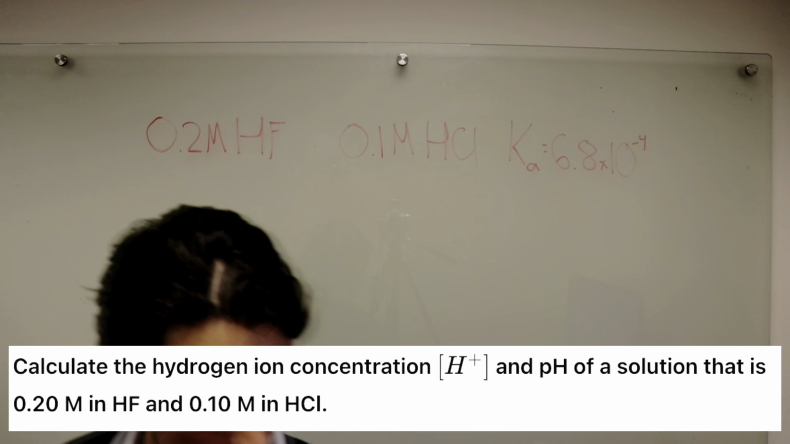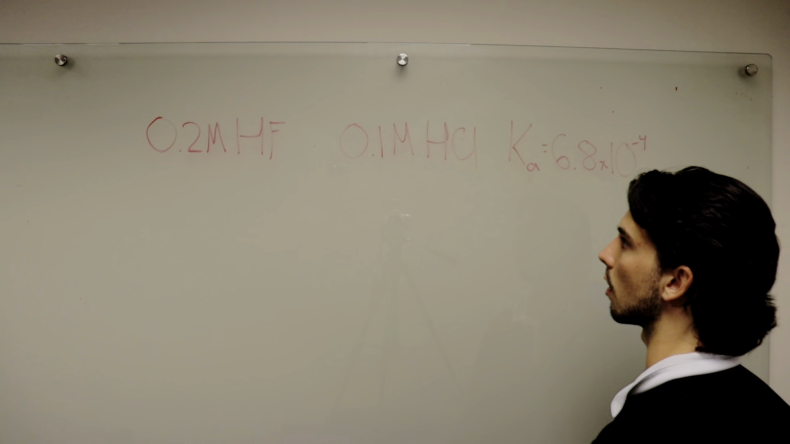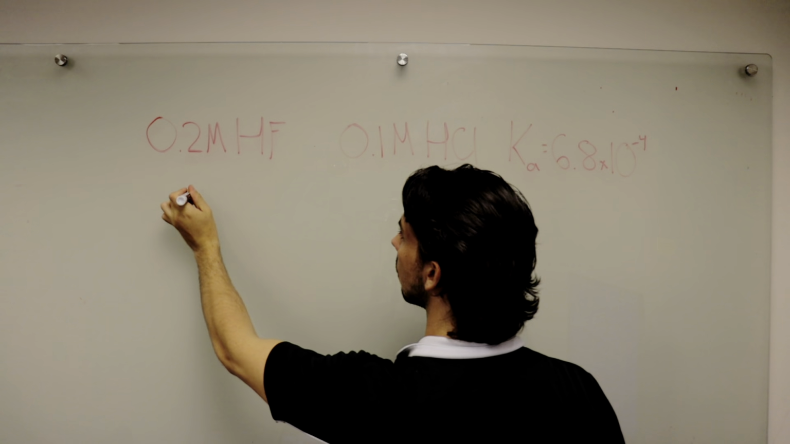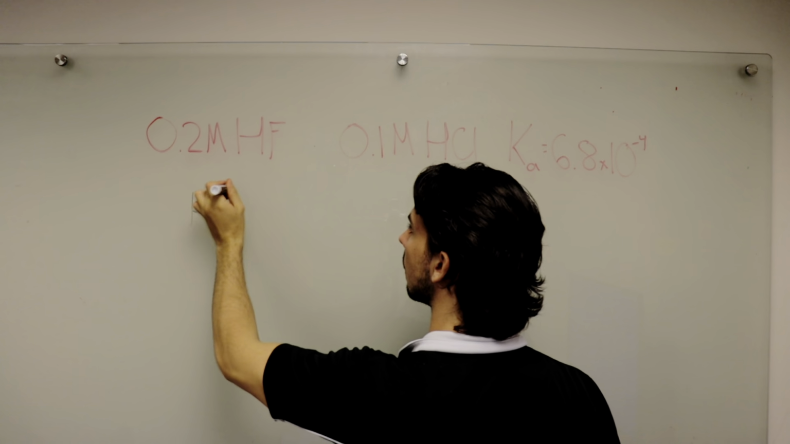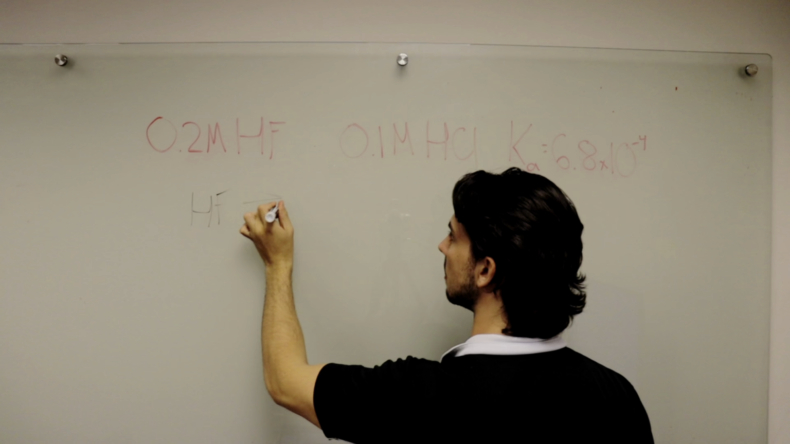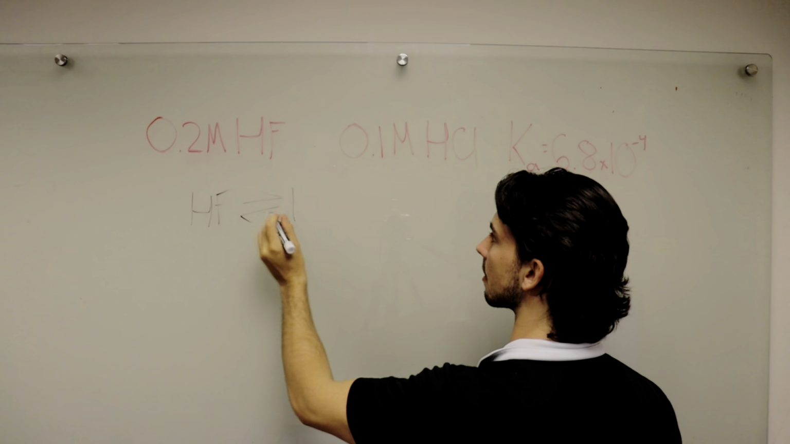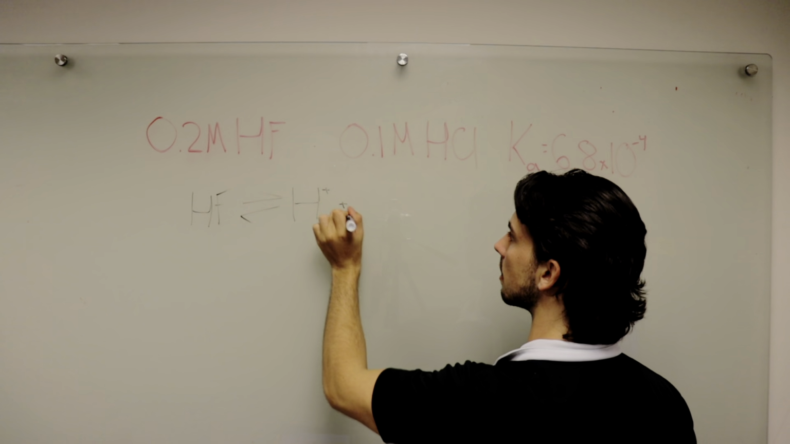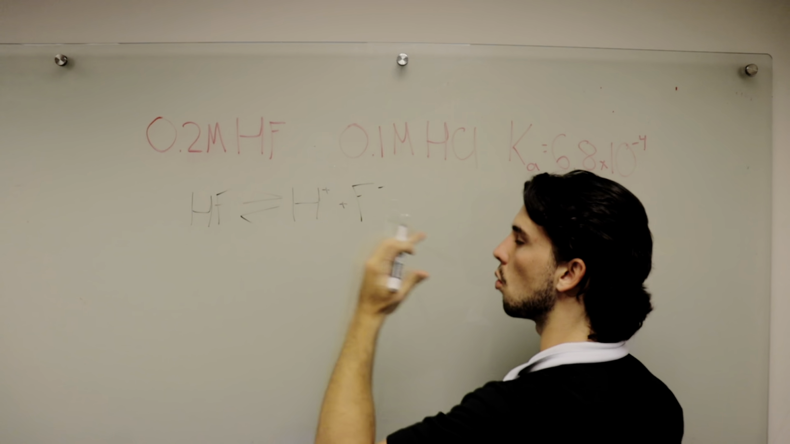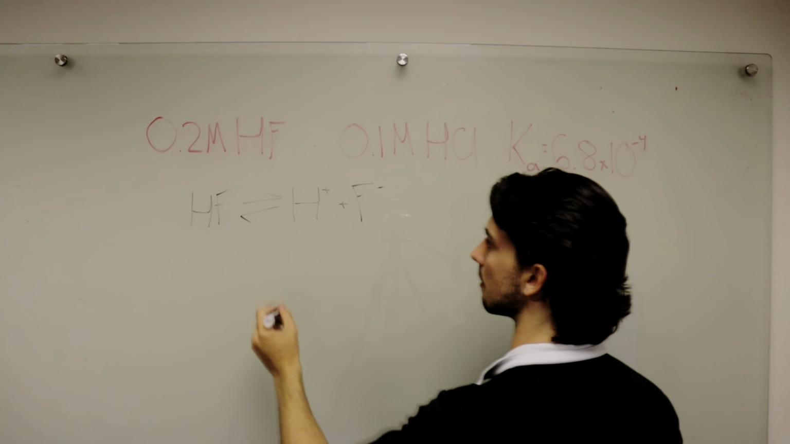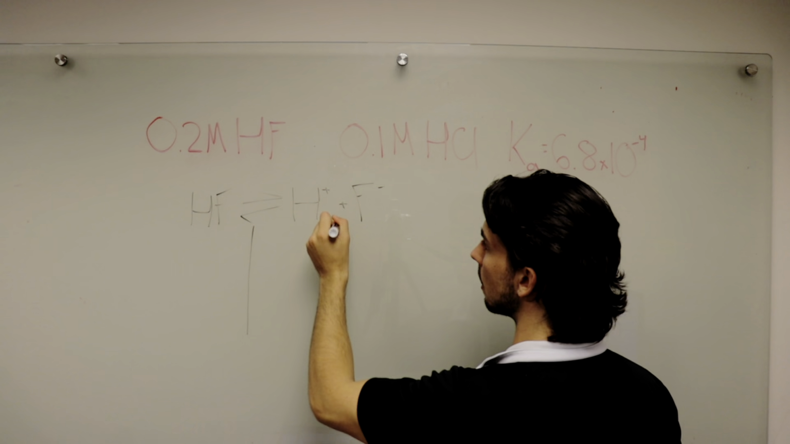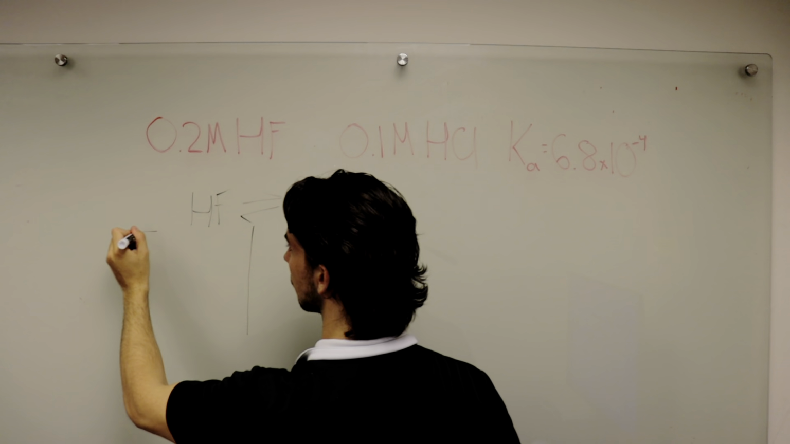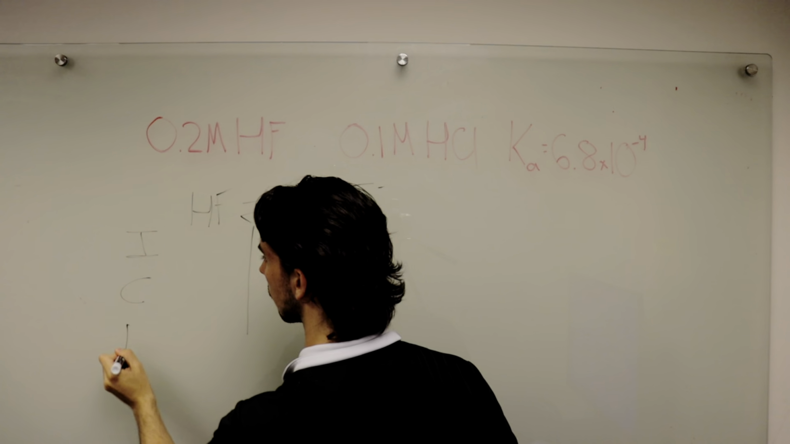The first thing we can do is write the dissociation of hydrogen fluoride. This being a weak acid, it's not going to completely dissociate, so that's why we write those two arrows going both ways. That means it's not going to dissociate 100% of the time. Now, we're just going to write our ICE chart.